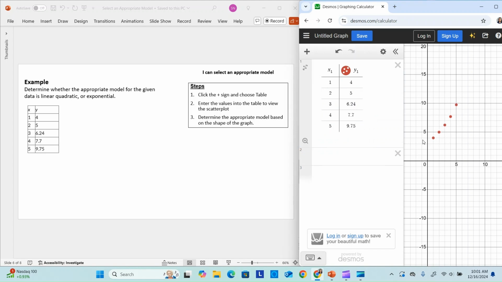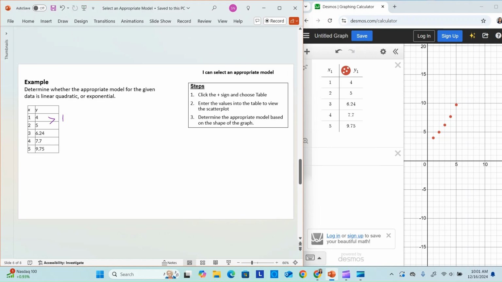So you can see here, there's kind of like this curve to my data points, right? So I'm thinking it looks more exponential than quadratic, but remember, I want to double check my table to make sure that it works. I don't think it's going to be linear. But let's go ahead and look at the y values to see what's going on here.